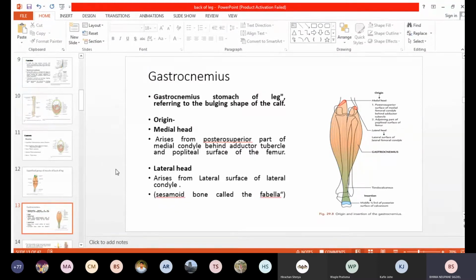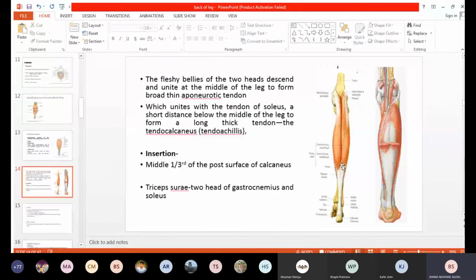So now we have discussed two sesamoid bones: the patella and the fibula. The fibula grows in the tendon of the lateral head of the gastrocnemius, for MCQ. After that, you can see the two fleshy bellies of the gastrocnemius, the medial and the lateral head, going downward, and in the middle they are almost fusing.